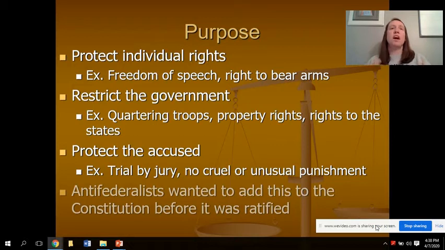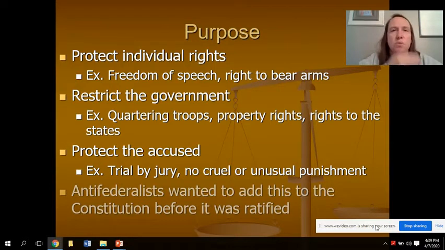So if you remember the government during that revolutionary time, the reason we went to fight a revolutionary war is the government was getting too big and telling us too much of what to do, getting too involved, taxing us too much and taking away too many liberties. So it's to restrict the government, keep the government at bay, keep the government from just going crazy and doing whatever they want. It's to protect people who are accused.